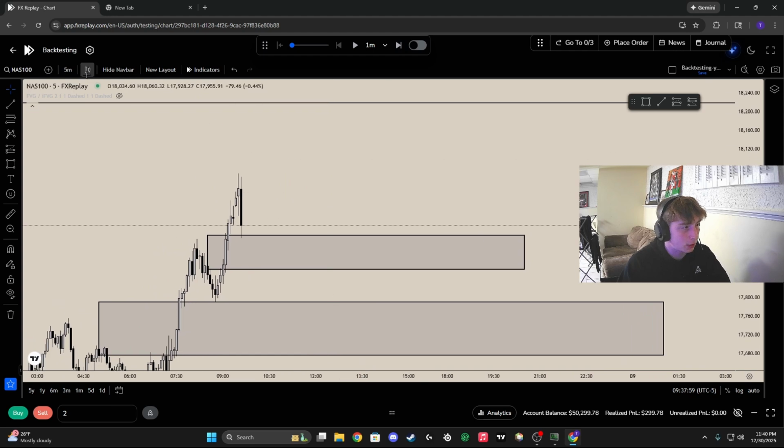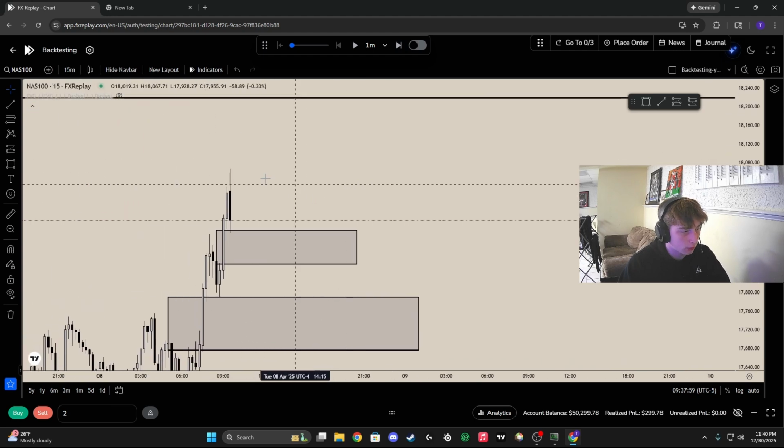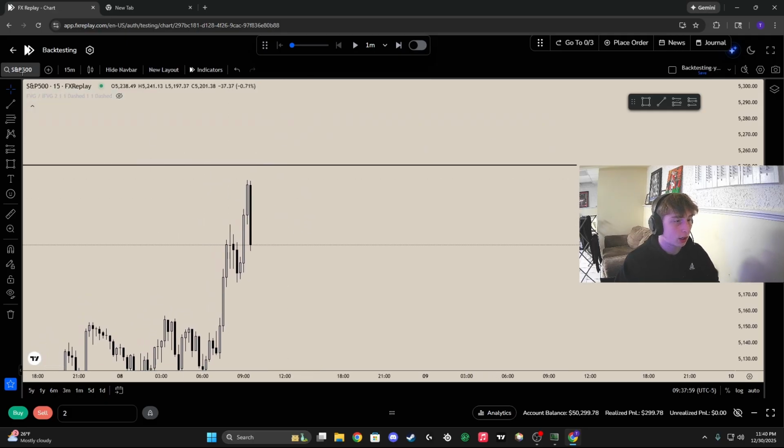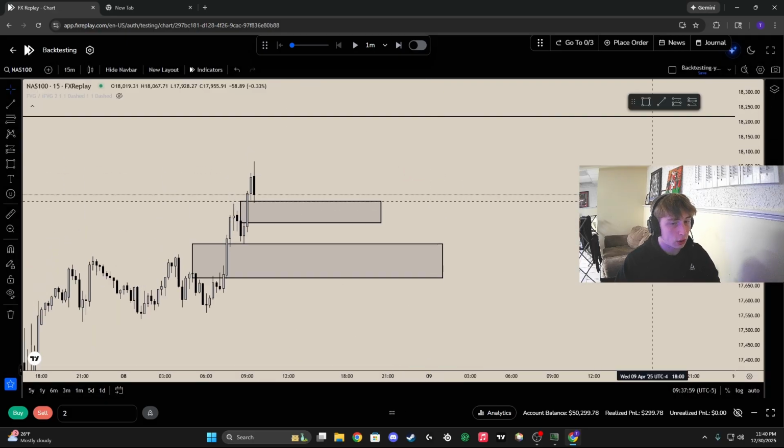Okay, so we tap into the 15-minute gap, right? The 15-minute gap that we marked out. ES clearly taps into it as well. This could be a great continuation.